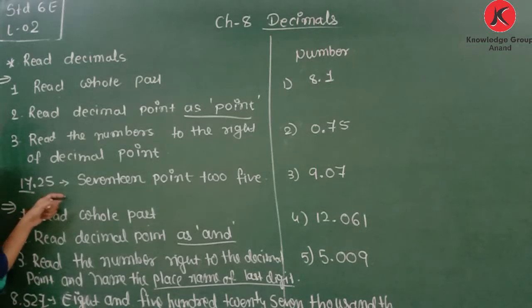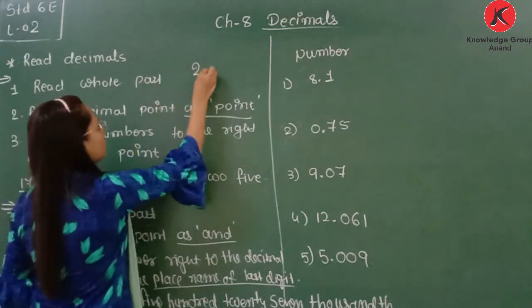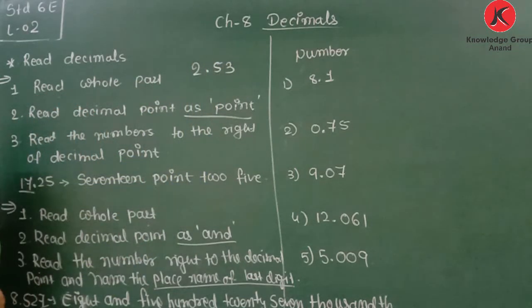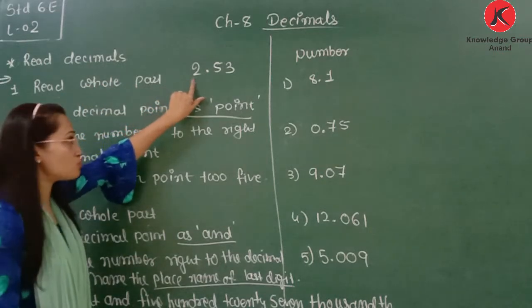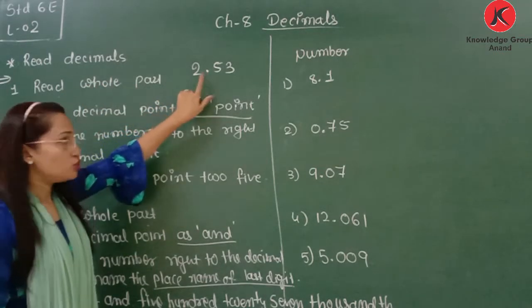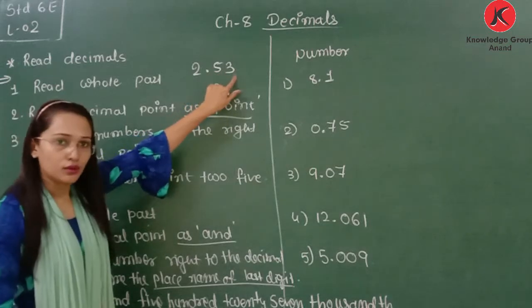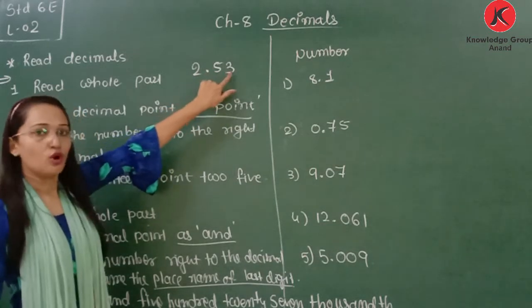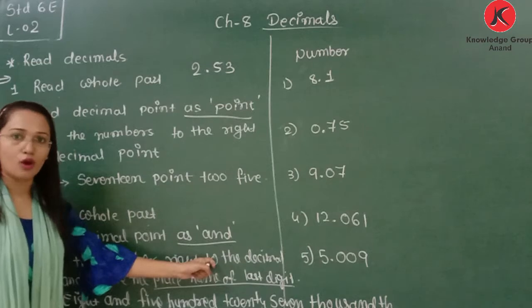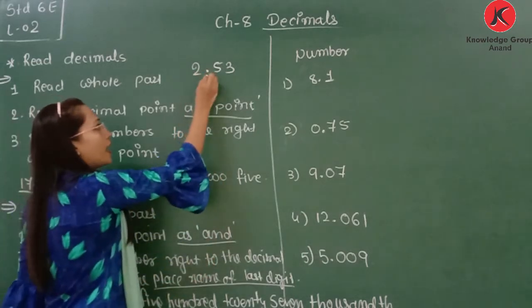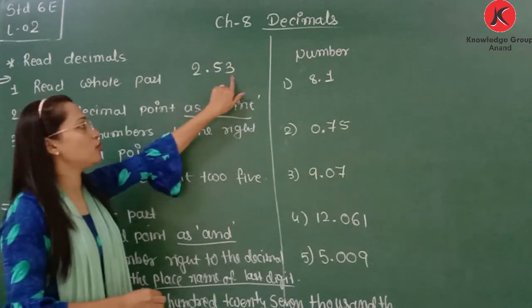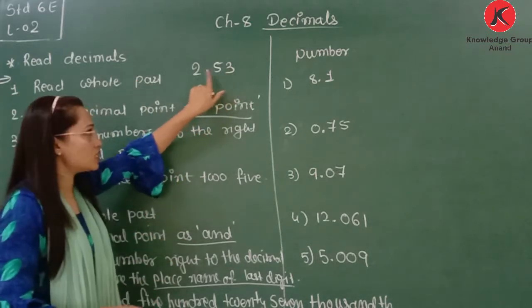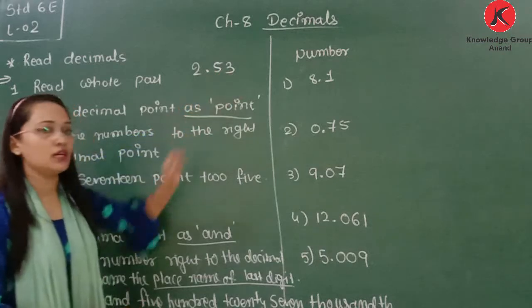How can we perform the first method? If we have a number like 2.53, then using the first method we read the whole part, 2, point 53. Or if we use the second method, how can we read it? 2 and 53 hundredths. Why? Because the place value of 3 is hundredths. So it is 2 and 53 hundredths.